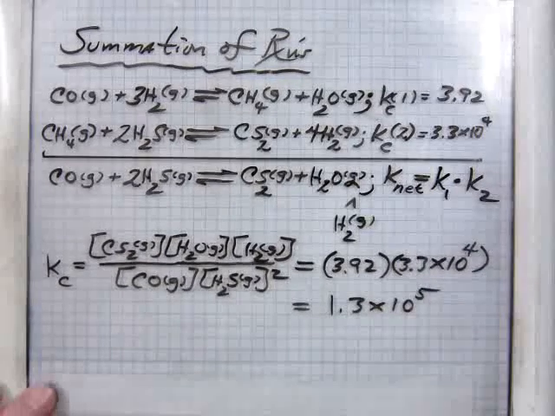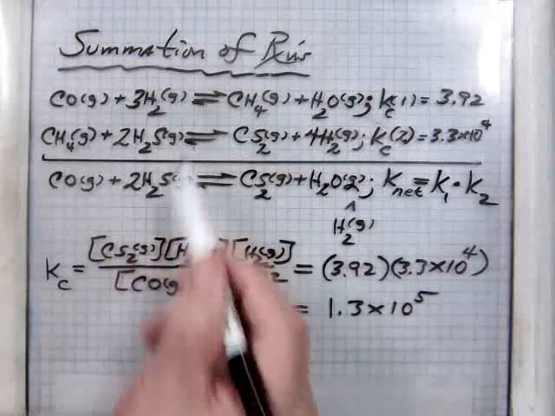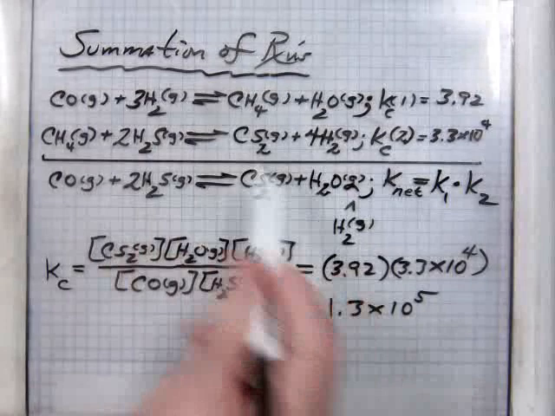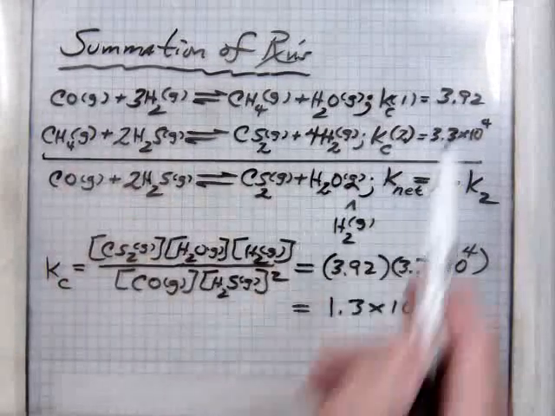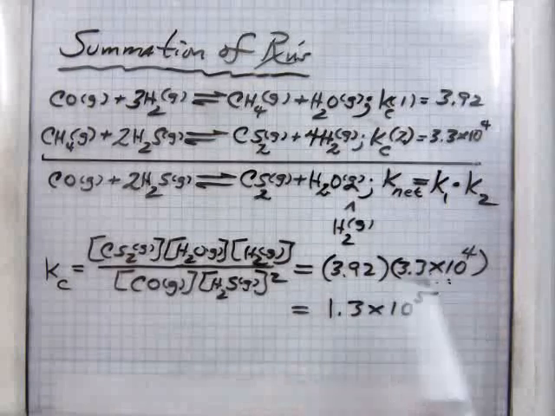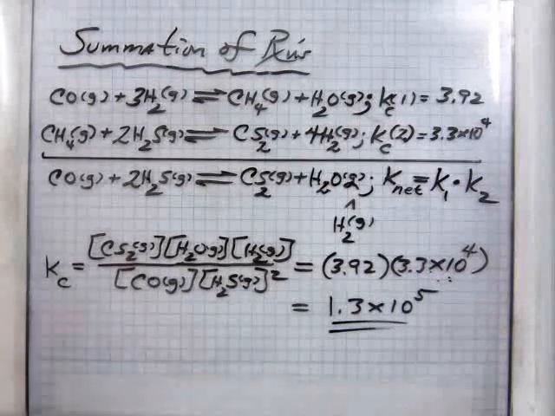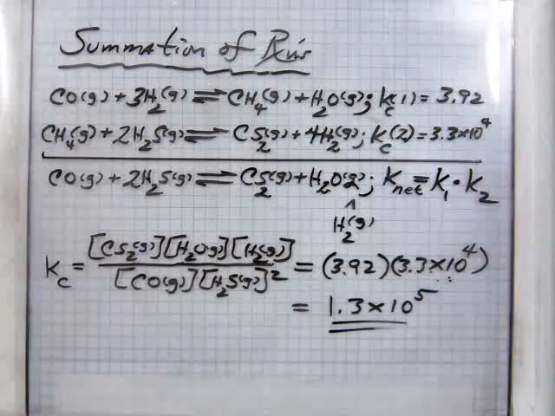So what do you need to remember? When reactions are added together, they give you, of course, a net reaction based on canceling and all of that. But the K values are the product of the two reactions added together. So multiply them, and that will give you the K value for the net reaction.